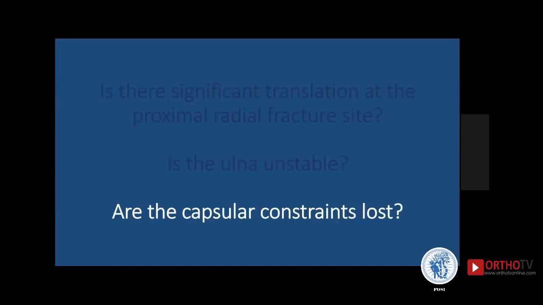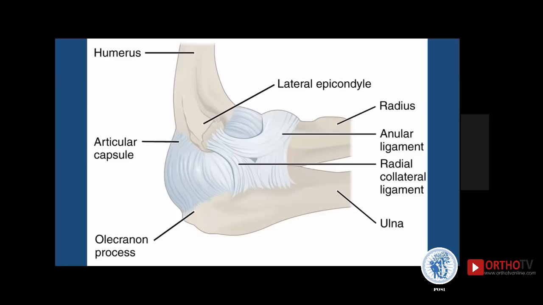And next, I ask, are your capsular constraints lost? Your capsular constraints, including your annular ligament, can act as secondary stabilizers of your radial head. And so if they are not intact, you can't just rely on cast immobilization alone to maintain your reduction. You're going to have to augment your cast with some other fixation methods.